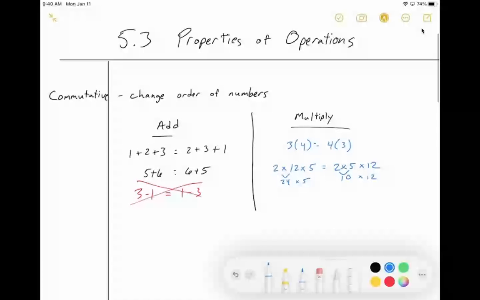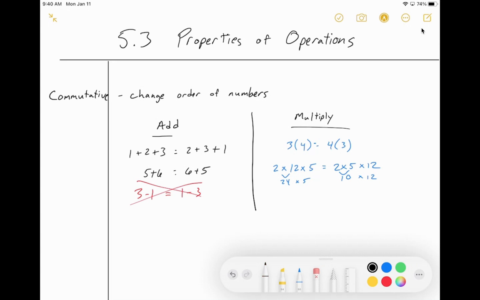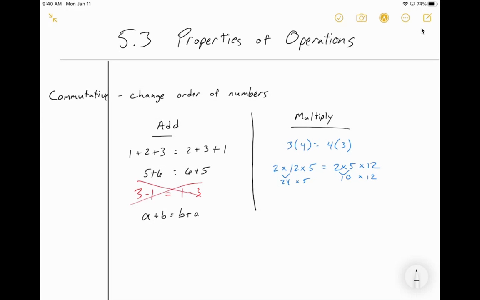Just so you could see it algebraically, this is what it looks like. So this would be a plus b is equal to b plus a. This one would be a times b is equal to b times a. That means a and b are standing in for any letters. Okay, let's move on to the next one.